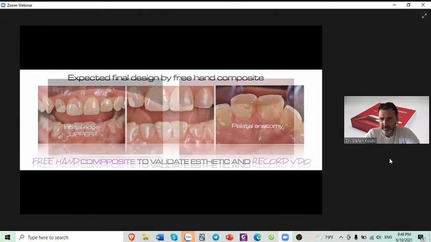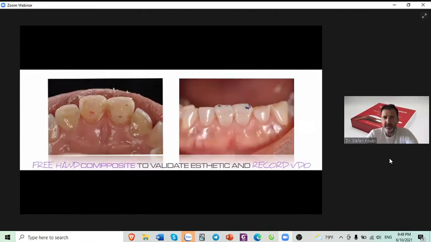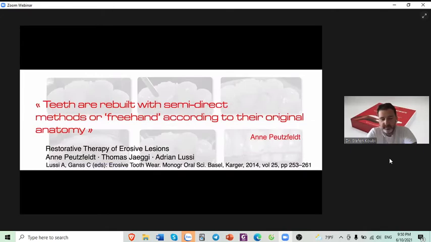it takes 2 minutes to do this. I'm not looking for a fantastic composite, as you can see. I'm just looking for stabilization. So sometimes you can place 2 increments on the 2 centrals, and if needed, because the patient is a little bit parafunctional, as in many cases, you can also add on the canine if needed. And from that, we are just following what was proposed by Plusfeld already a year ago, where she said teeth are rebuilt with direct freehand according to their original anatomy.